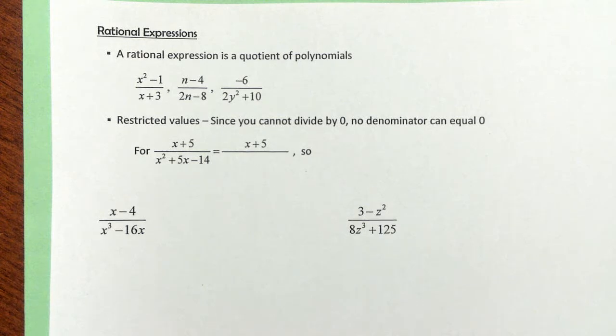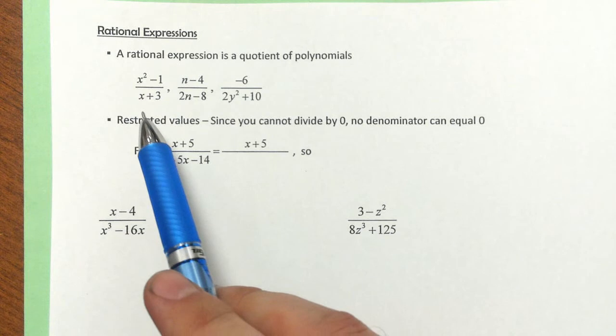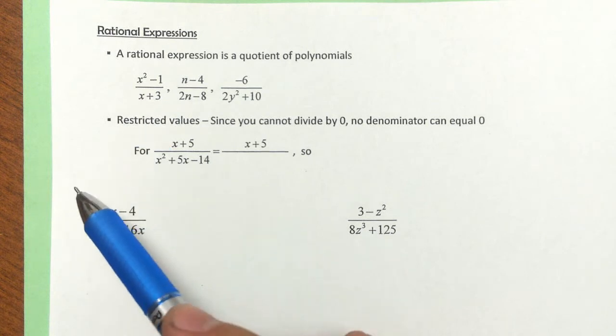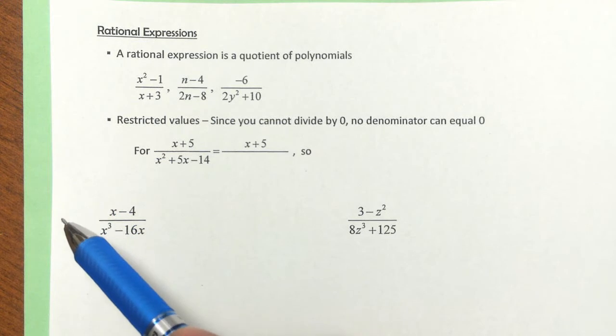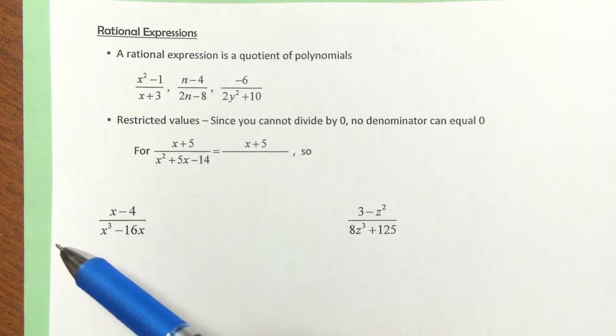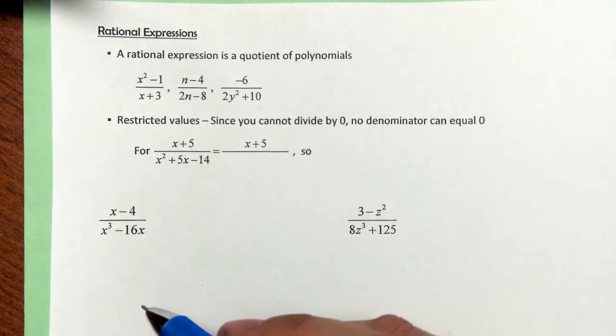All right, so we are working with rational expressions. A rational expression is essentially just a quotient of polynomials, a quotient or fraction of polynomials. We see some simple examples right here: x squared minus 1 over x plus 3, n minus 4 over 2n minus 8, and negative 6, which is still a polynomial, over 2y squared plus 10. We're going to learn to work with these just like you learned how to work with fractions.